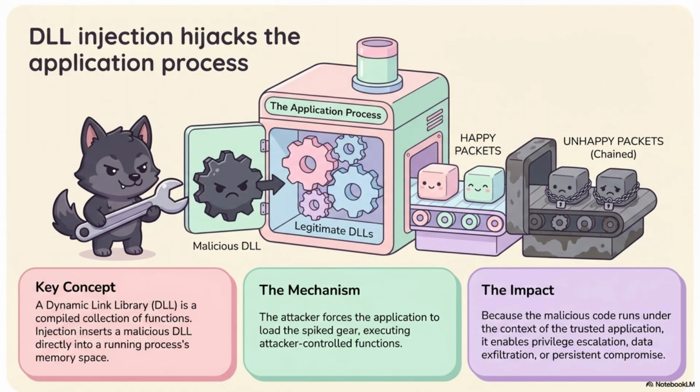Dynamic link library injection involves inserting a malicious DLL into the memory space of a running process. A dynamic link library is a compiled collection of functions that applications can call to perform specific tasks without rewriting code. In a DLL injection attack, the attacker forces a process to load a malicious DLL, which then executes attacker-controlled functions within the context of that process. This can allow privilege escalation, data exfiltration, or persistent compromise.